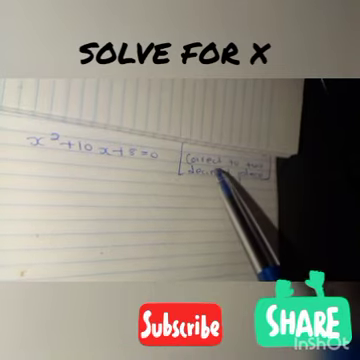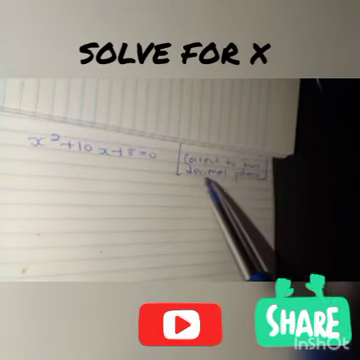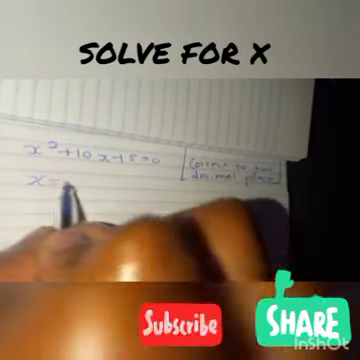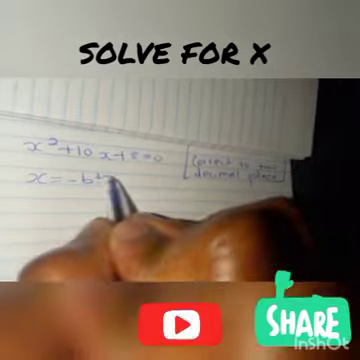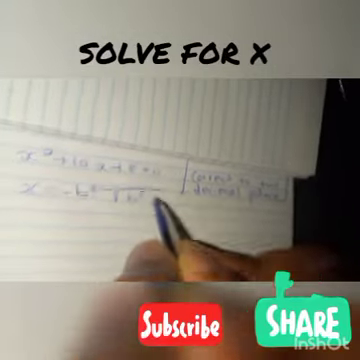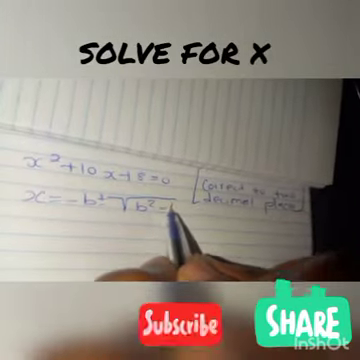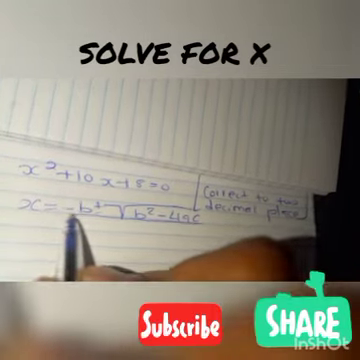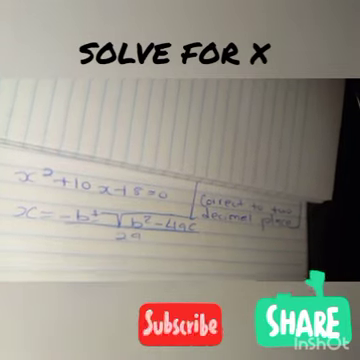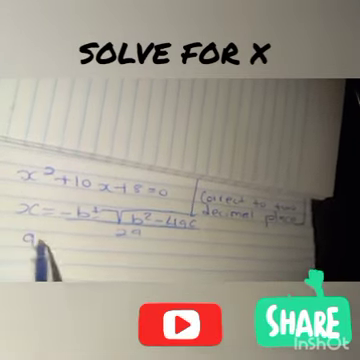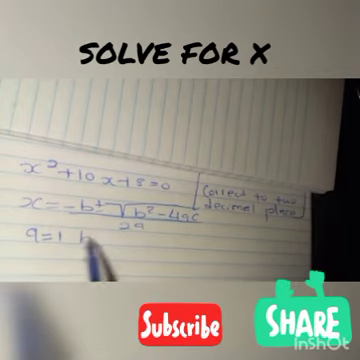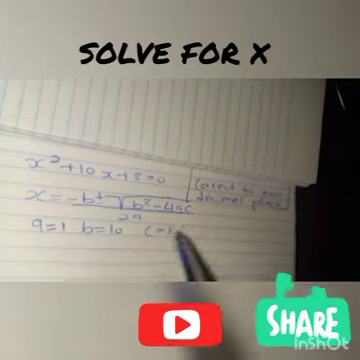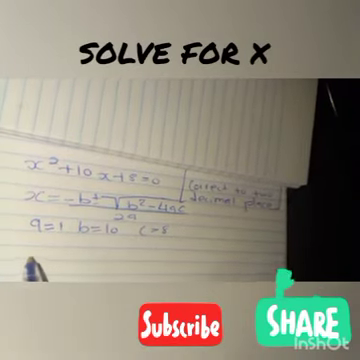So what we're going to do is use the quadratic formula, which says x is equal to minus b plus or minus the square root of b squared minus 4ac, all divided by 2a. Then we take the value of a from the equation, which is equal to 1, the value of b, which is equal to 10, and the value of c, which is equal to 8. Then we substitute these values into the formula.